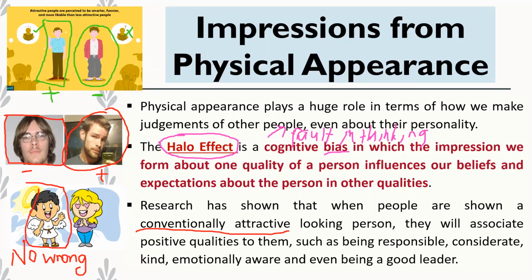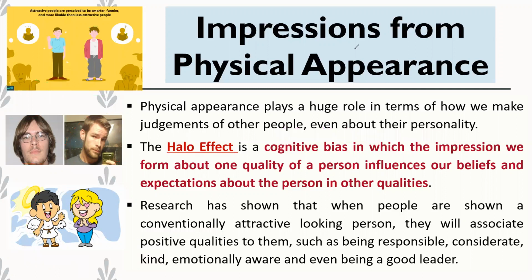They don't see the red flags that come up as to that person being manipulative or being a bad person. They only see the good things because they can't see past how dreadfully attractive that person is. Okay, so research has also shown that when people are shown a conventionally attractive person, they will associate positive qualities to them. Okay, and this is essentially how we make impressions based on physical appearance.